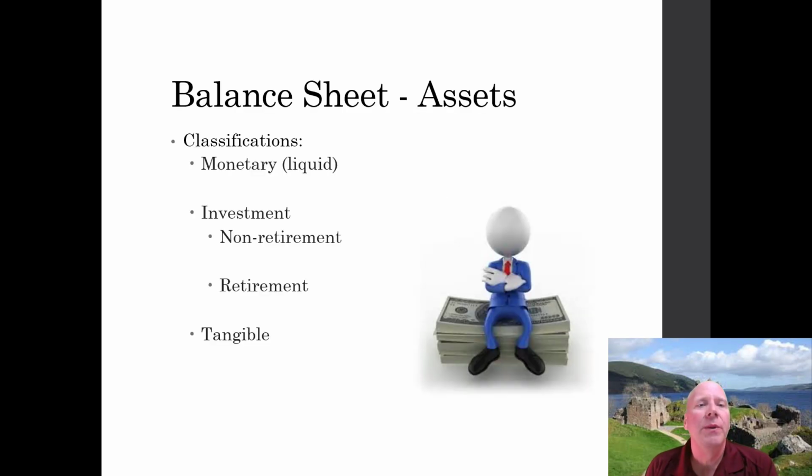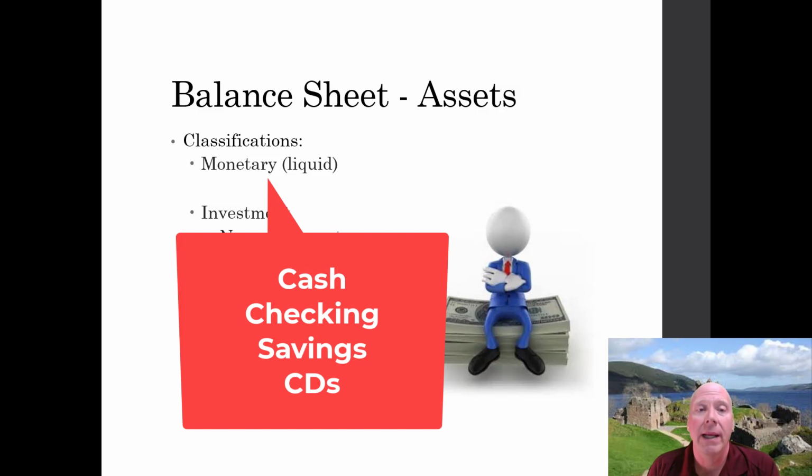The classifications we tend to use in the financial planning arena are different from what you see in your accounting classes, where they use current, intermediate, and long-term assets. In personal finance, we use monetary assets. This is going to be your liquid accounts, okay? Your cash on hand, your checking account, your savings account, your CDs, these types of assets.